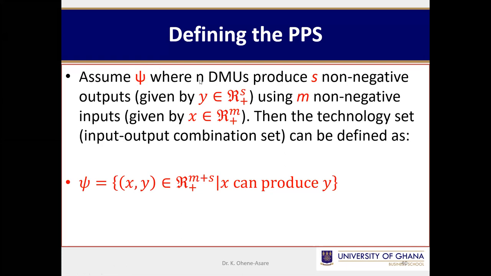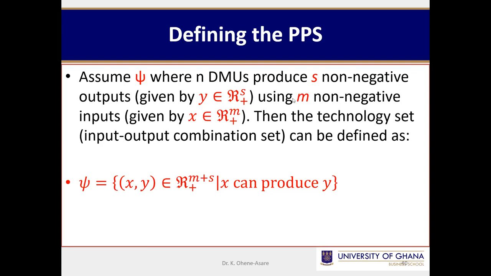Assume this technology set where N is the total number of firms. N firms produce S non-negative outputs. And this is the same thing you will say to develop your model. So you can see that the outputs are non-negative. So you can have an output which is possibly zero, but non-negative output. And the way you write a non-negative output is that the output is represented by Y, and it is a member of the positive real numbers. Y is a member of positive real numbers.